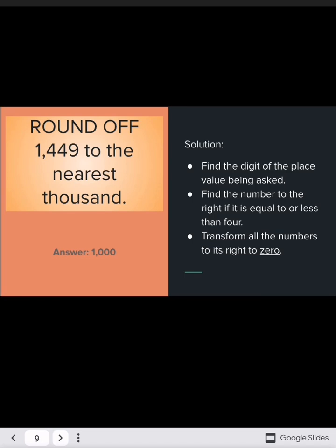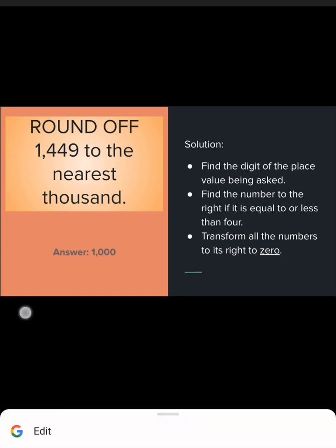What happens if the number to its right is greater than 4? So that will become 5 and up. Now, for example, we are going to round off 1,449 to the nearest 1,000. How do we do it? We find the digit of the place value being asked. So to the nearest thousands, the thousands place here is the 1. Then we find the number to the right. It is equal to or less than 4. The number to the right is 4. So we transform all the numbers to its right to 0 because it's 4 or less than 4.